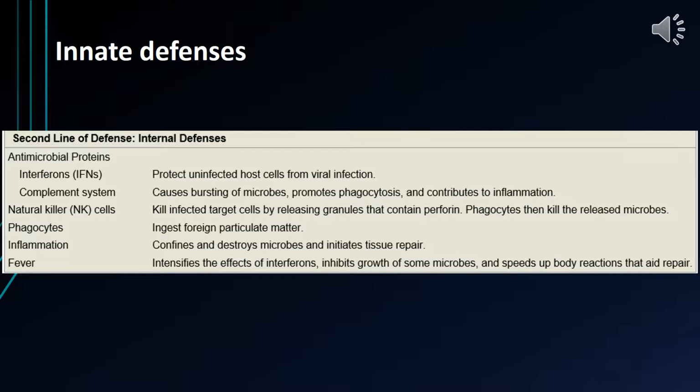Here are the internal innate defenses. And I'm not going to really look at this at all because we're going to look at each and every one of these, but just use it as a study aid for the test.